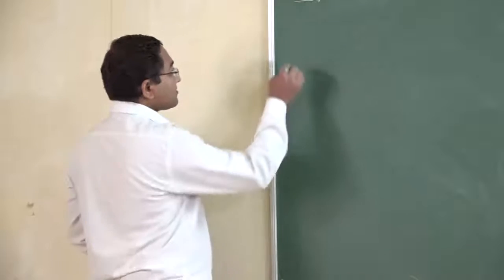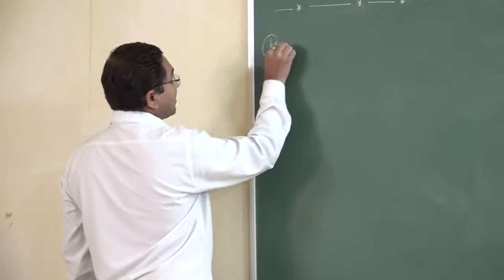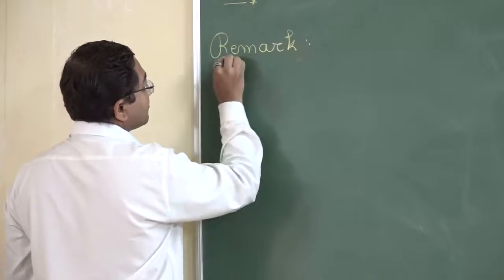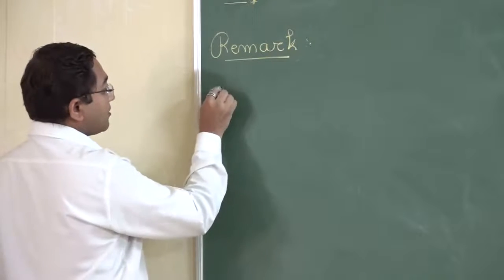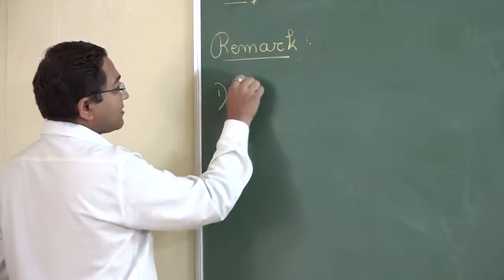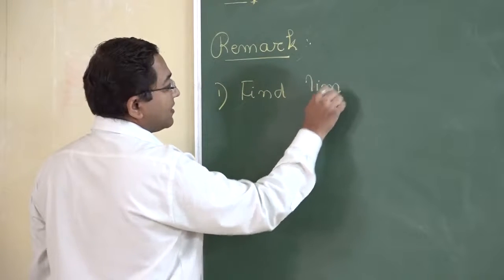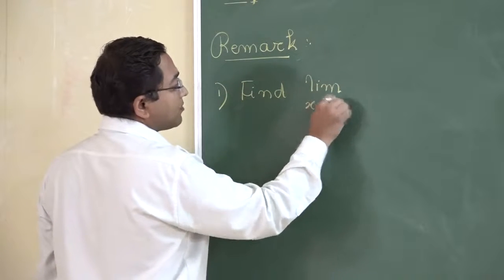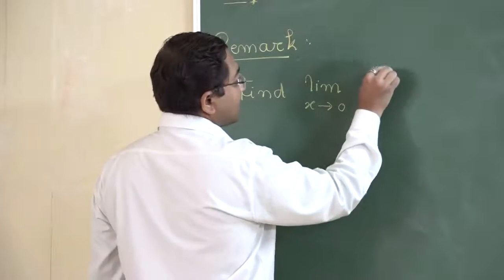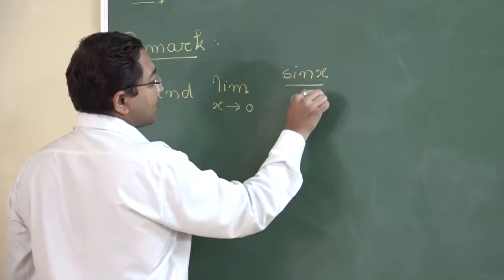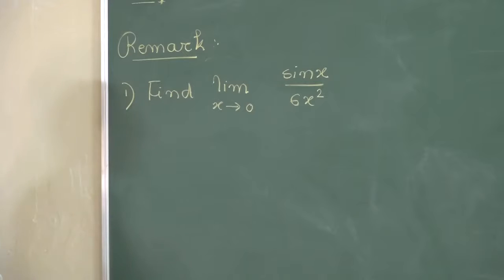Now, observe that remark. Suppose we have to find limit x tends to 0 of sin x upon 6x square.